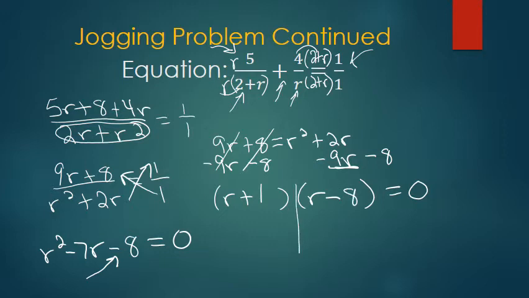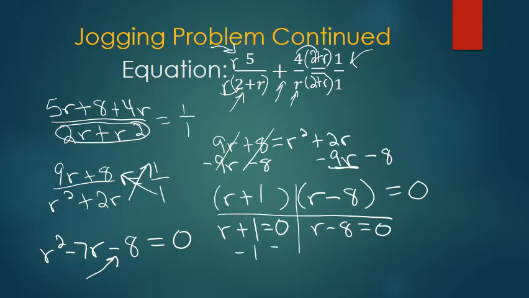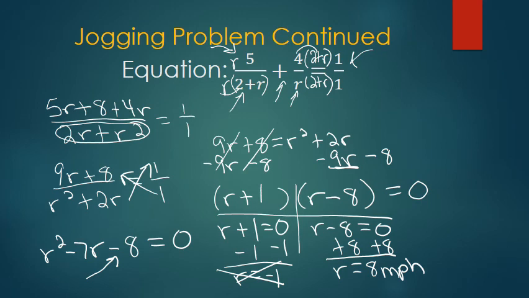Now I go ahead and solve. So I get r plus 1 equals 0 and r minus 8 equals 0. I go ahead and subtract 1, so r equals negative 1, and adding 8, r equals 8. Okay, now in this case, because we're looking at a speed, we can't have a negative speed, so negative 1 cannot be my answer, so it has to be that r equals 8 miles per hour, and that is your final answer.